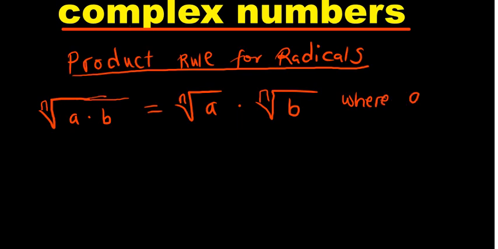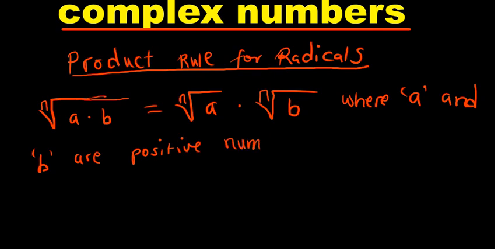Where a and b are positive numbers. So that's what you consider. A and B have to be positive numbers, not negative numbers.